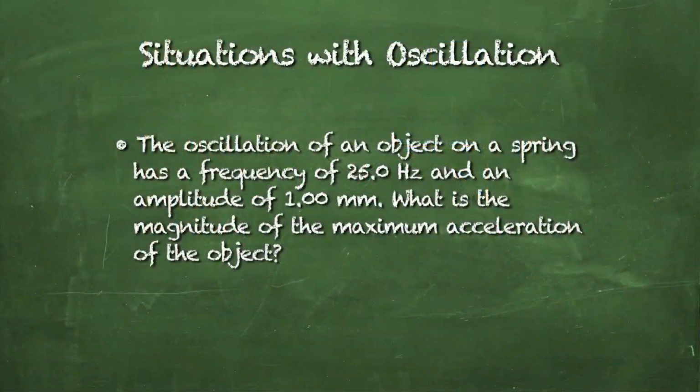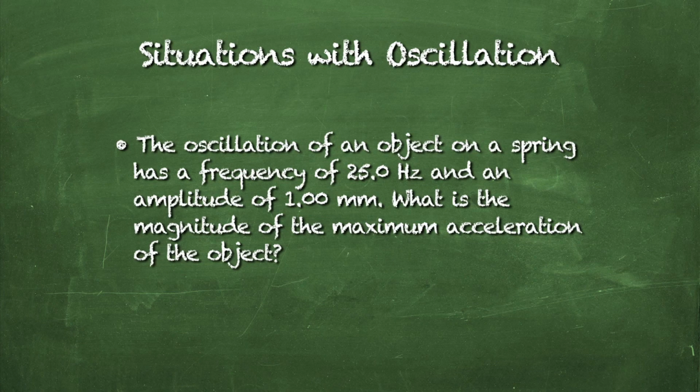So that's one example of answering a question that deals with oscillation. You have to bring together everything that you know so far to answer these questions. Let's look at another question. The oscillation of an object on a spring has a frequency of 25 Hertz and an amplitude of 1 millimeter. What is the magnitude of the maximum acceleration of the object?